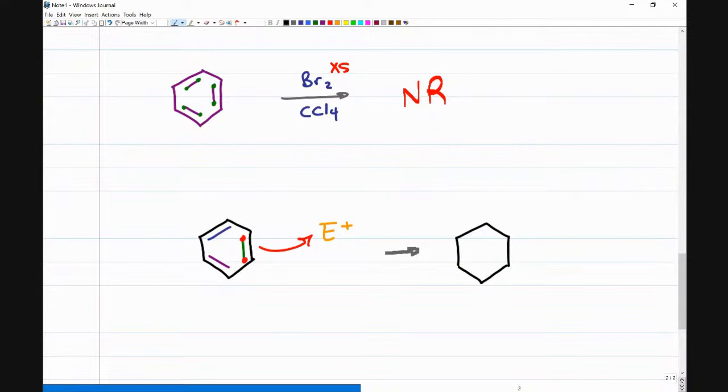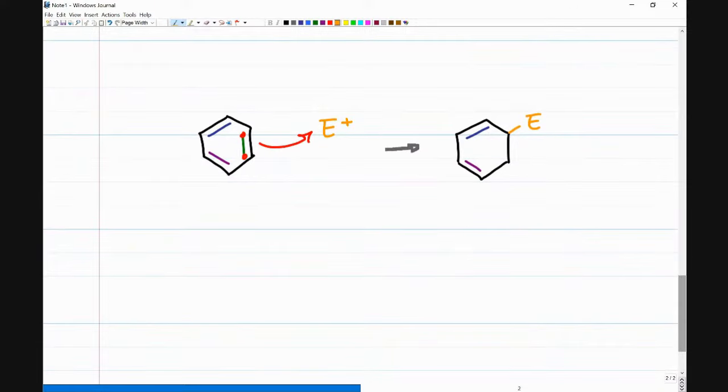When that happens, I will get the same structure, except one of the pi bonds now is broken. Let me just copy that so I don't have to keep redrawing the benzene. So the green pi bond with the red electrons is the one that broke out. So we still have the blue pi bond and the purple one here. I can put the electrophile either at the top or the bottom in this case because I have nothing else on the molecule. Later, I'll show you what you do if you do have something else on the molecule.